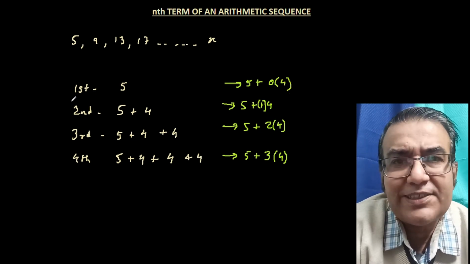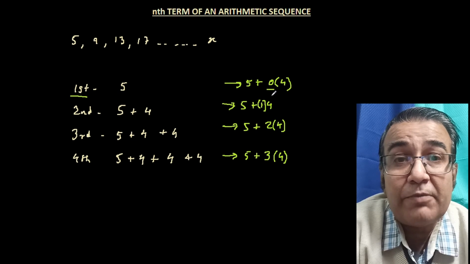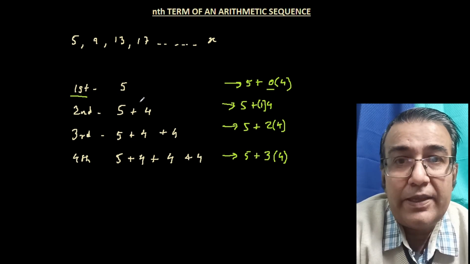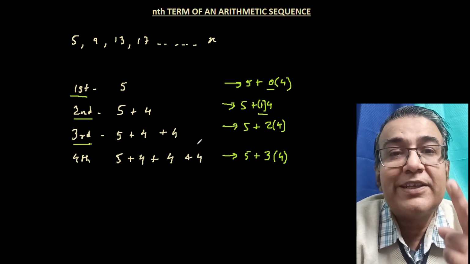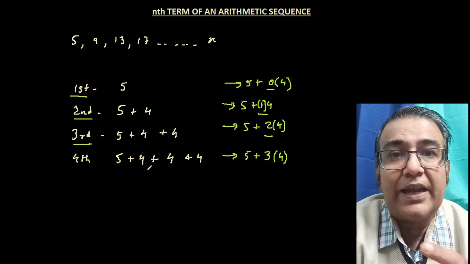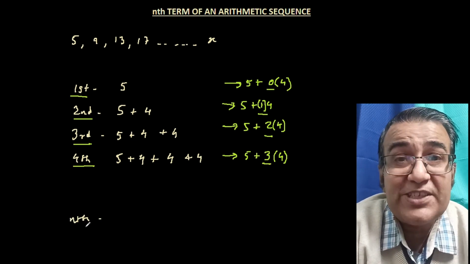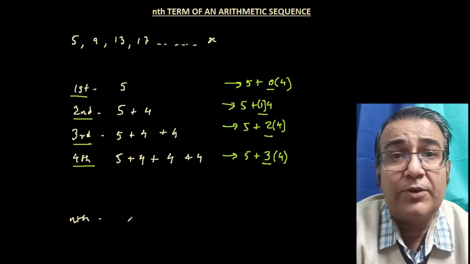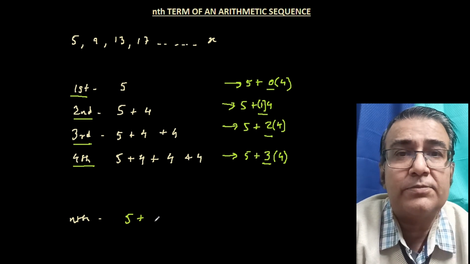Now what do you understand from it? What do you see as a common pattern? If we are looking at the first term, 4 is being multiplied to it 0 times. In the second term, 4 is being multiplied only once. In the third term, 4 is being multiplied 2 times, and in the fourth term, 4 is being multiplied 3 times. So obviously in the nth term, we'll have the first term first, which is 5, which is common in all of these terms that we have seen.